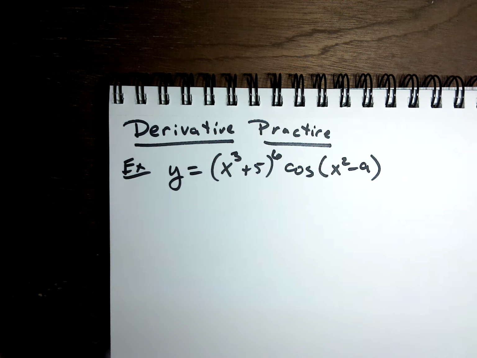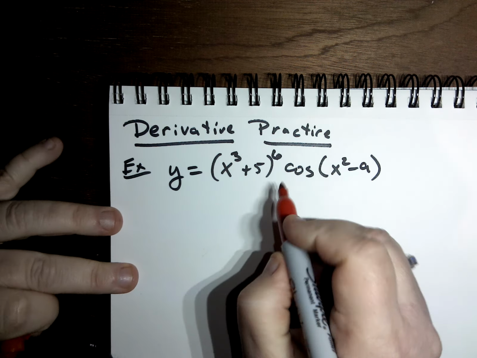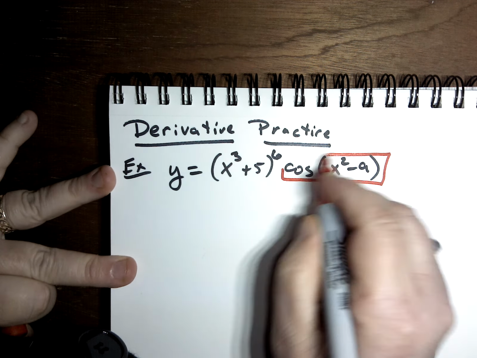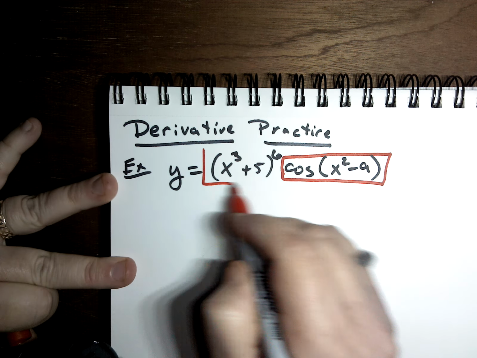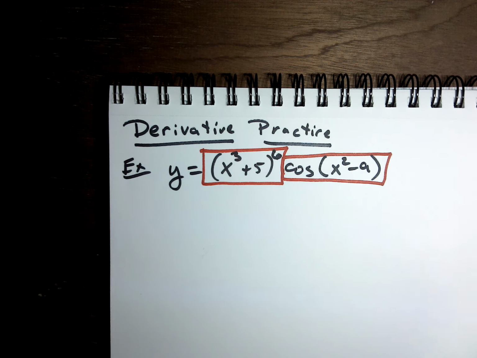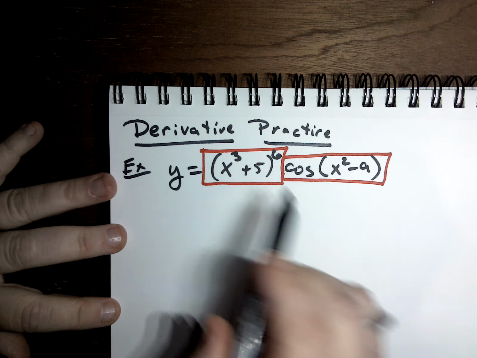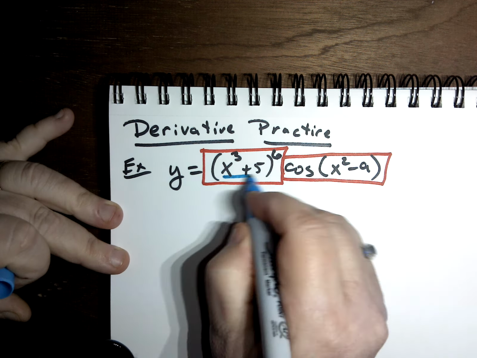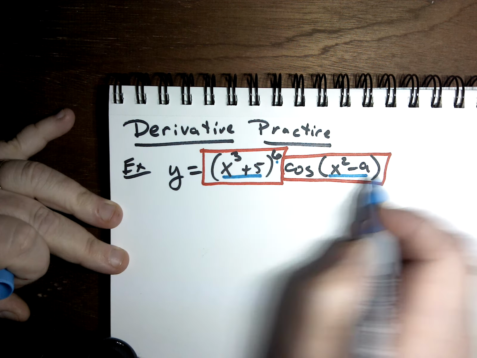Now notice, we have two functions here. Cosine of something, this is all wrapped in one nice box. This is all in the other box. So I have a product rule. And when I do the product rule, I'm going to have a chain rule here and a chain rule here.